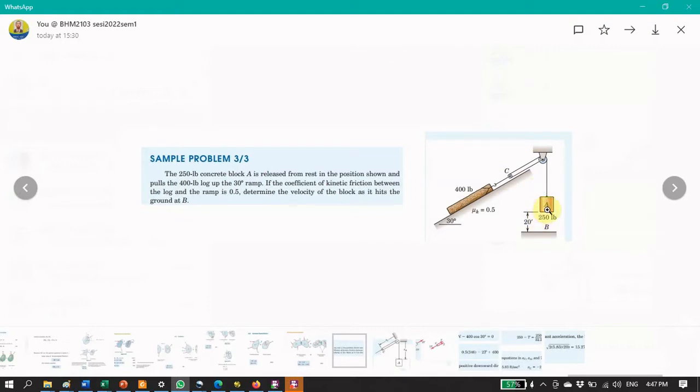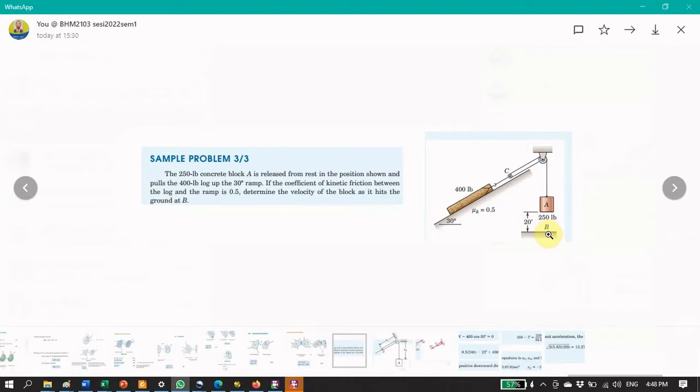It's been released from rest, and this concrete block is used to pull a 400-pound log up the 30-degree ramp or chute, right? If the coefficient of kinetic friction between the log and the ramp, so this represents a motion, it's already in motion, is 0.5, we are required to determine the velocity of the concrete block as it hits the ground.